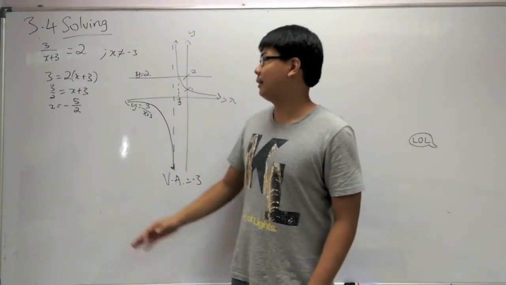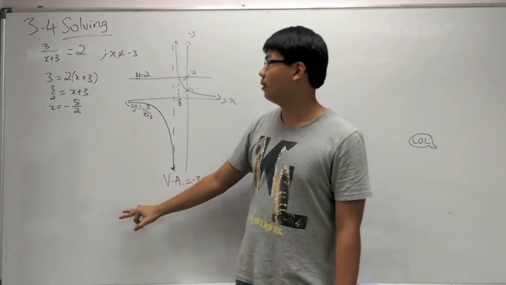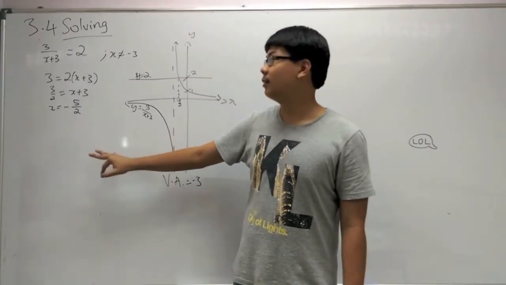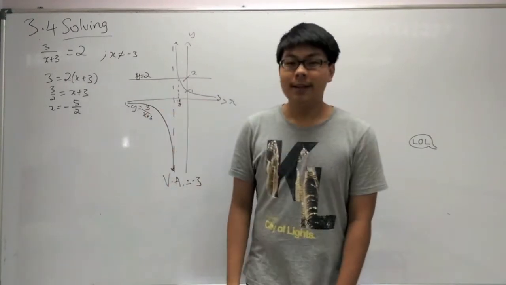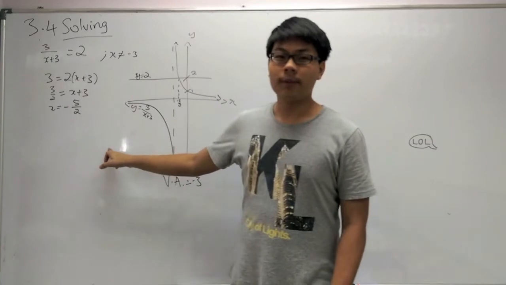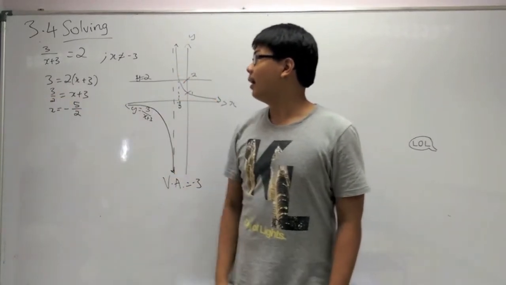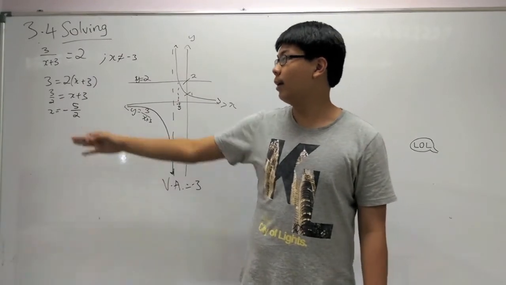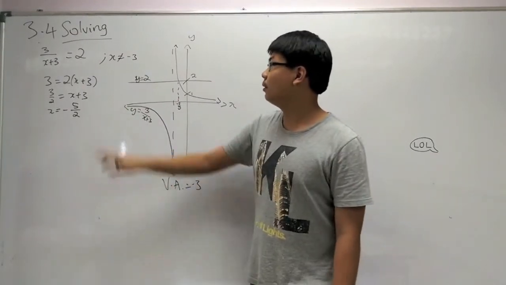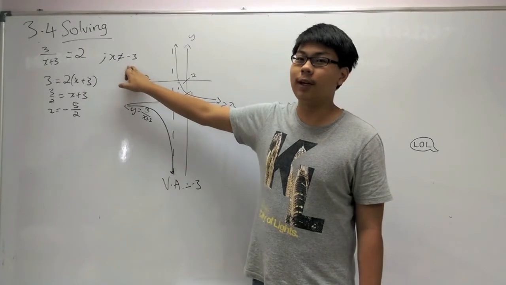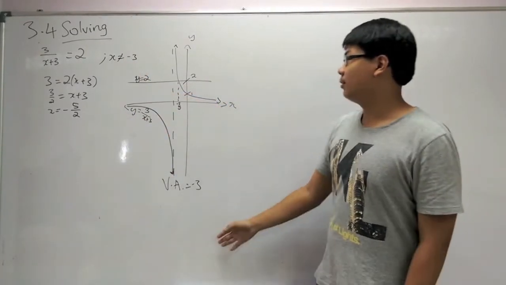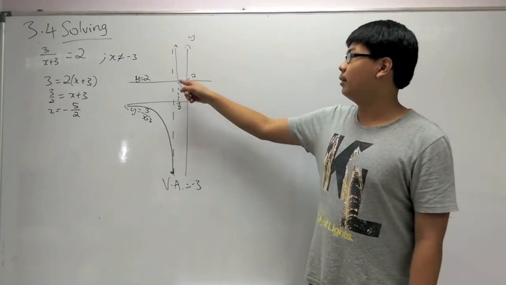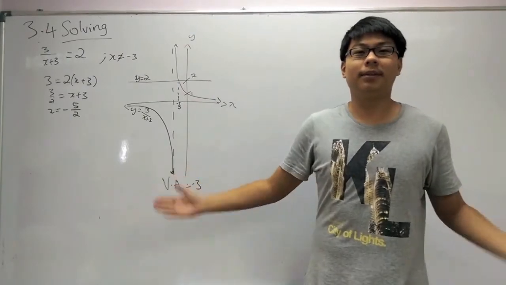So here we have come to this part. We have to solve for the reciprocal equations. So let's have a simple one first: 3 over x plus 3 equals 2. Here is the algebraic way, and it's very easy. You just multiply by x plus 3 on both sides, and you get the answer. But also remember that x cannot be -3. Or you can use the graphical method and find the intersection point. Simple.